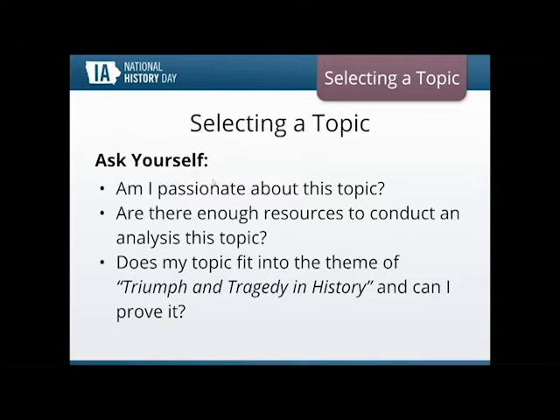Am I passionate about this topic? Can I see myself spending months reading, writing, and reviewing research on this topic? I want students to be excited about the work that they're doing. And if you're not excited, you might not be eager to go to the library or to sit on the computer and type up your thesis statement. So keep in mind, if you're not too excited about the topic, see if there's something else that you're way more passionate about.